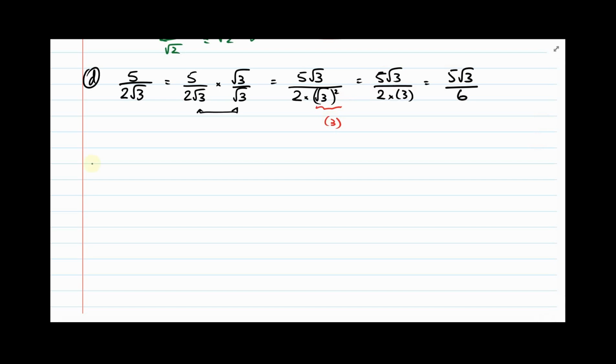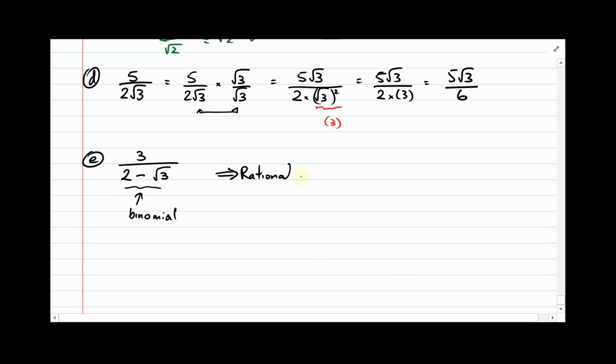Okay, let's quickly look at something. Suppose we had 3 over, say, 2 minus root 3. This time we have a binomial on the denominator. We can't have a square root on the denominator, so how do we rationalize this? Again, this idea of rationalizing, but we have a binomial, 2 terms on the denominator.